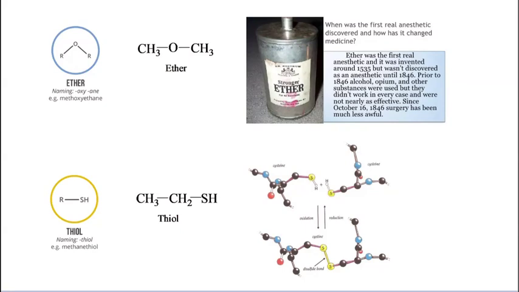Next, we have a thiol. And thiols are characterized by having a carbon chain connected to an SH group. Here we have an example of a thiol, where we have a carbon chain connected to an SH group. Later in the semester, we are going to learn about the biomolecules called proteins. And in proteins, we actually see that thiol group as an important functional group in order to give structure to those biomolecules.